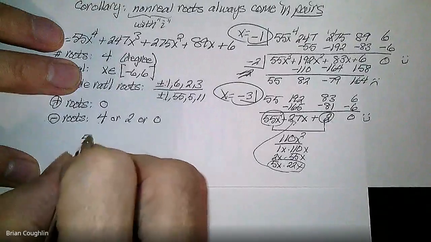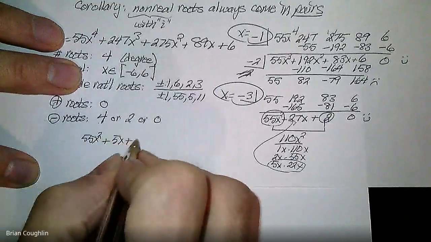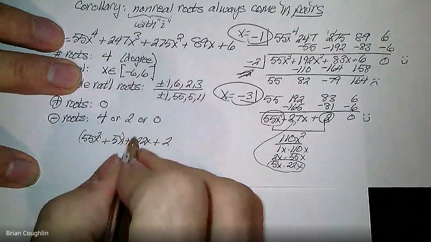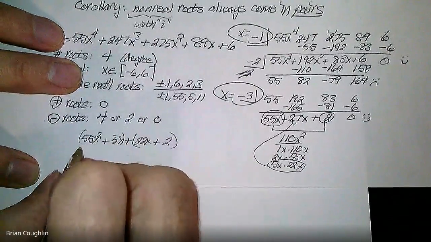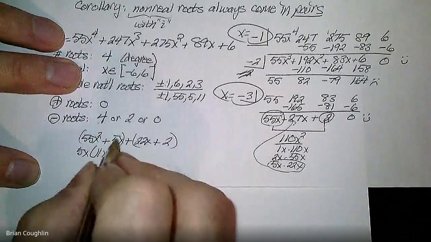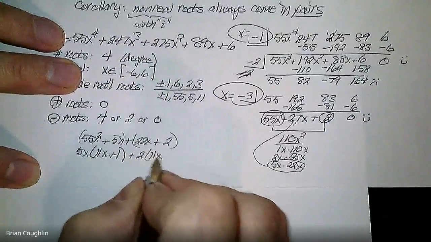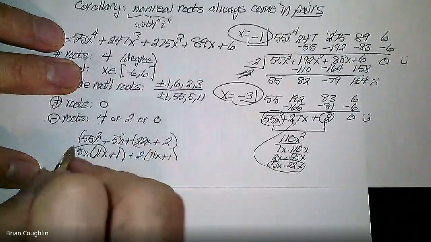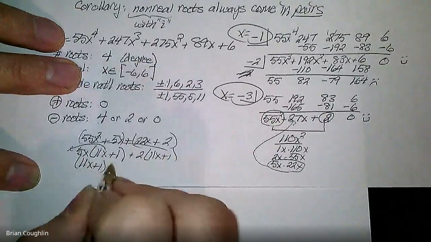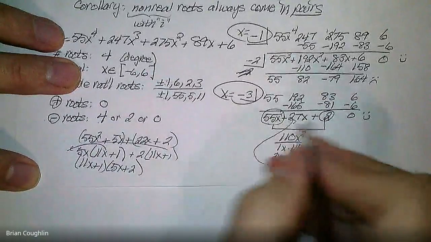So it's going to be 55x squared plus 5x plus 22x plus 2. Now I'm going to factor by grouping. So it's going to be 5x coming out of this one with an 11x plus 1. Don't make it a 0. Plus there's a 2 here, and then 11x plus 1. And this works. So I'm going to pull this out. So 11x plus 1, and then 5x plus 2. That's the factored version of what's left.